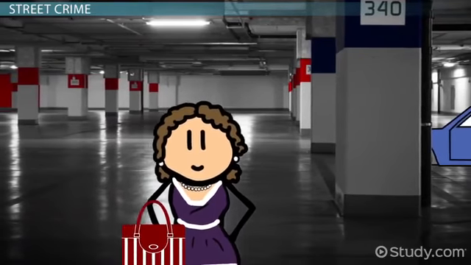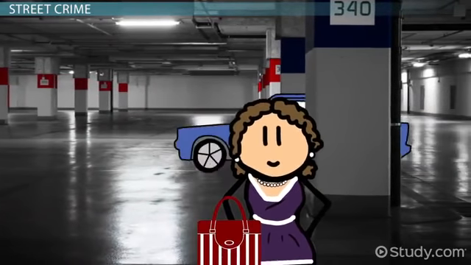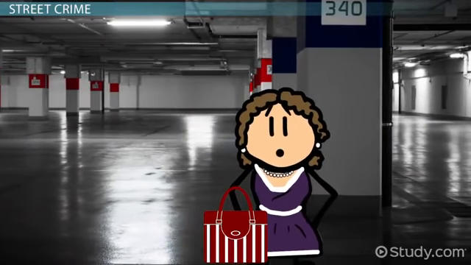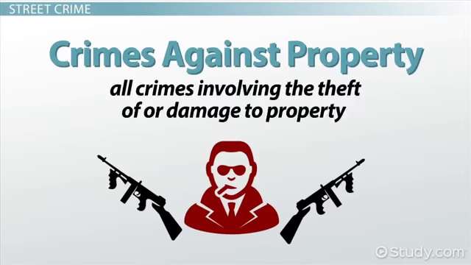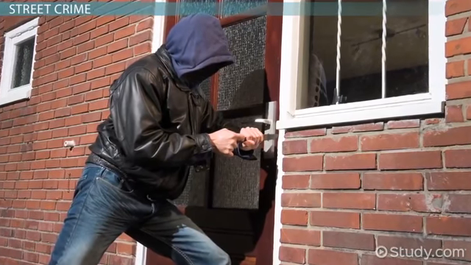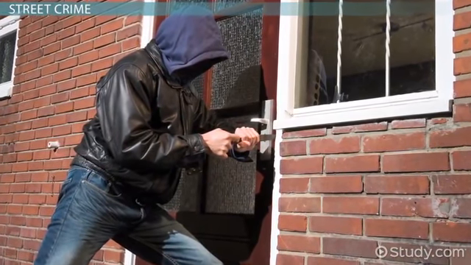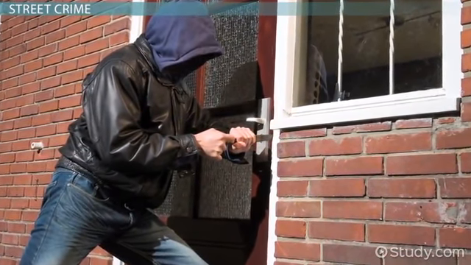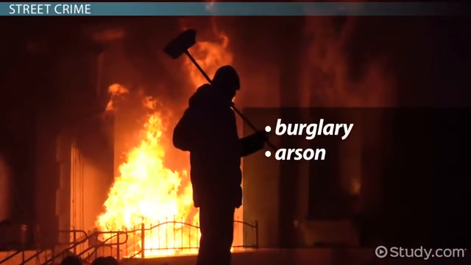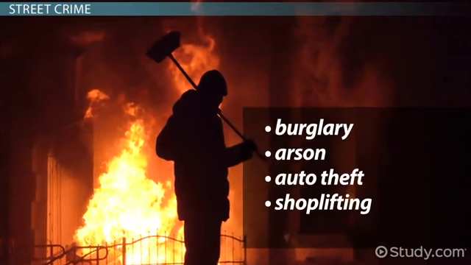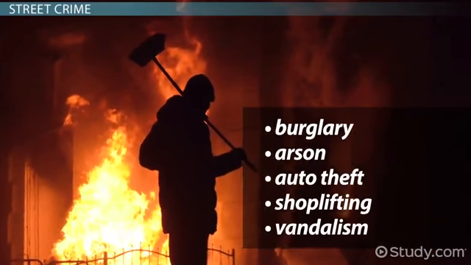Now let's say Polly returns to the parking lot after the play to find that her car has been stolen. This is a crime against property. Crimes against property are all crimes involving the theft of or damage to property. Crimes against property don't involve bodily harm or the threat of bodily harm to a victim. Crimes against property include burglary, arson, auto theft, shoplifting, and vandalism.